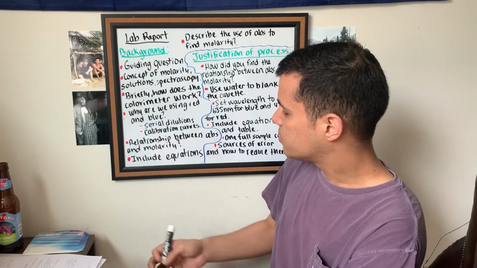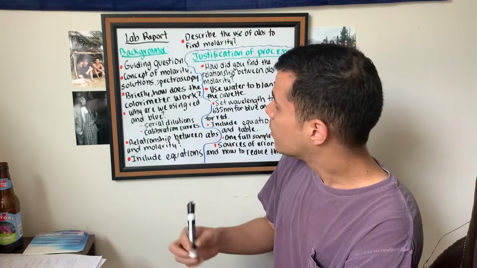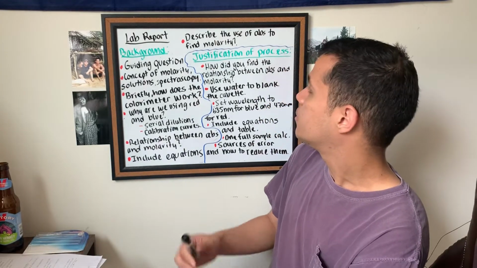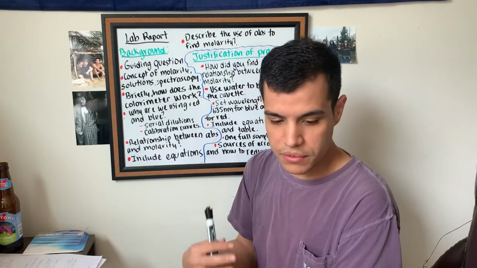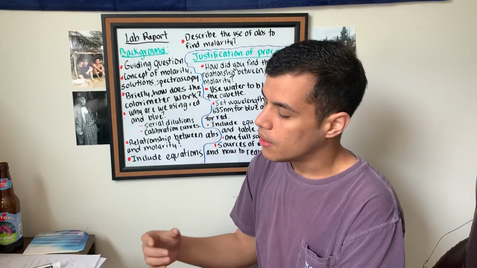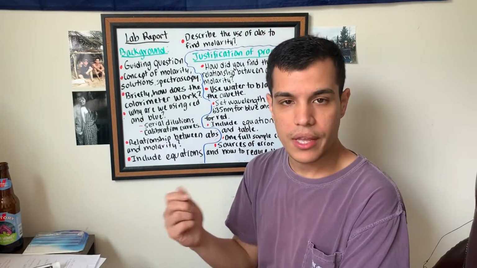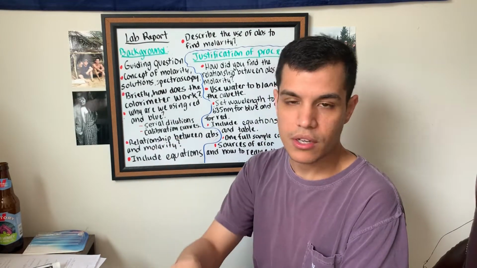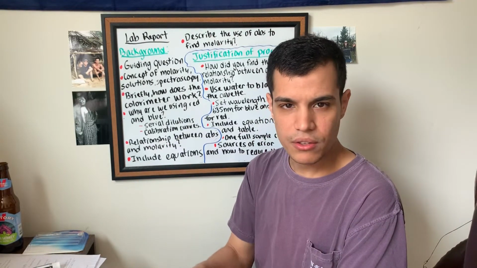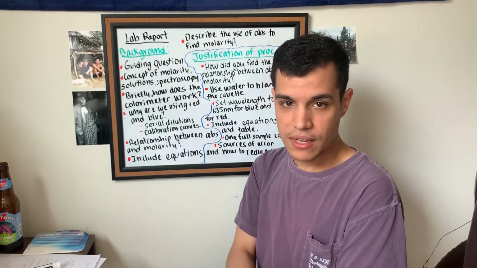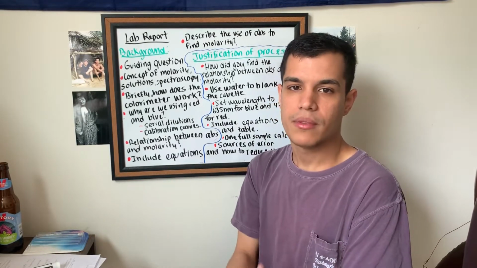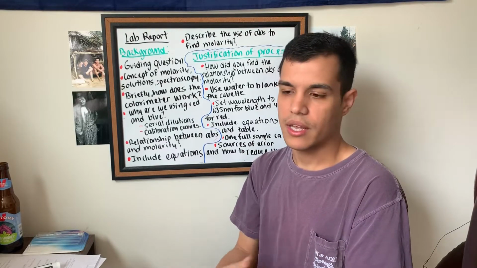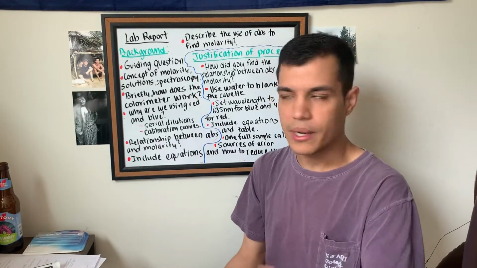I want you guys to also include your equations that you got, and describe the use of absorbance to find molarity. After you got your calibration curves, you took your purple solution and put it in the colorimeter and set the wavelength to the blue wavelength, got that absorbance value, and used the equation of blue to find the molarity of blue in that purple solution, and that's how you found that. And the same thing for red.